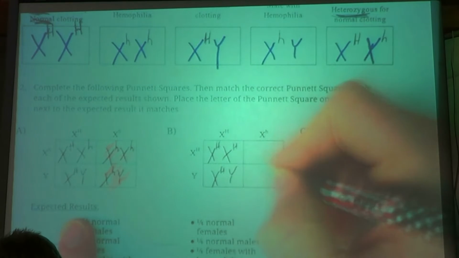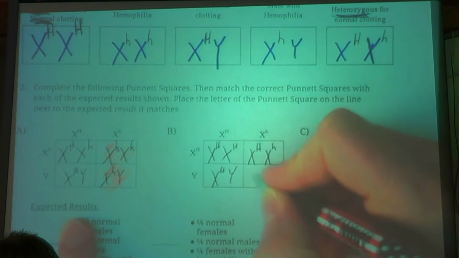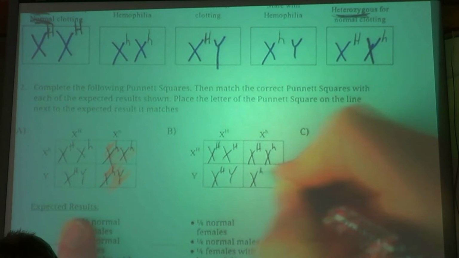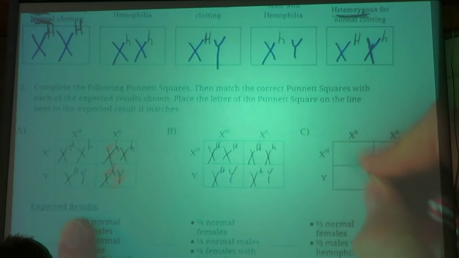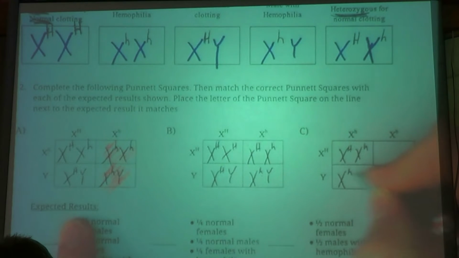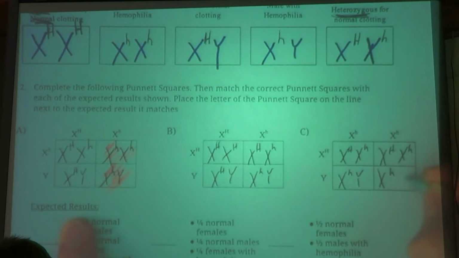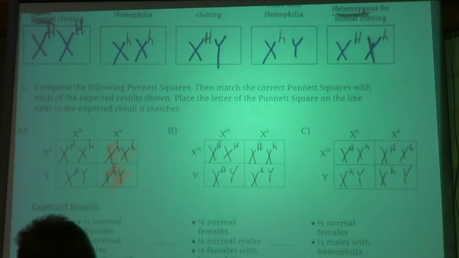So I'd like you to go through and fill in these last two Punnett squares on your own. I am doing mine on the screen, so when you're done, you can do a quick check. Check yours.